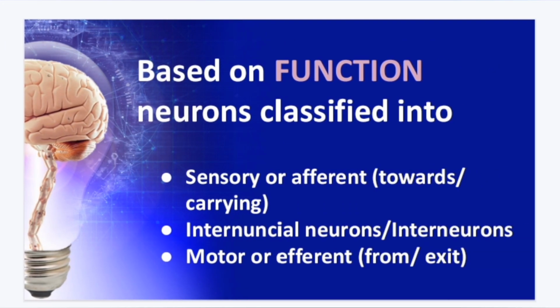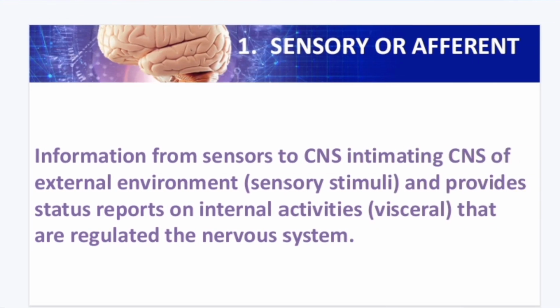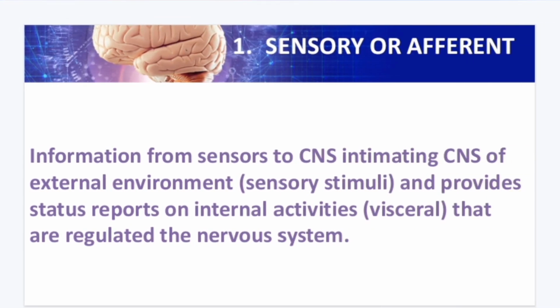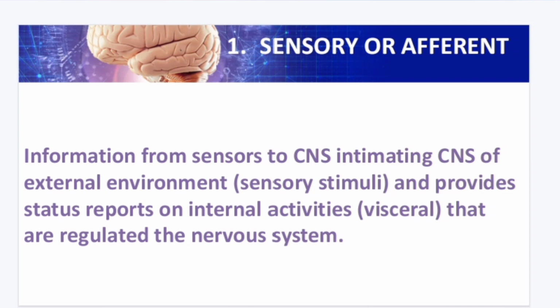Based on the function, the neurons can be classified into three types: sensory or afferent neurons, internuncial neurons or interneurons, and motor or efferent neurons. Sensory or afferent neurons carry information from the senses to the CNS from the external environment, and provide a status report on internal activities that are regulated by the nervous system. So simply, the sensory neurons are the neurons which will sense certain stimuli outside the environment as well as inside the environment and transfer them to the particular processing sites.